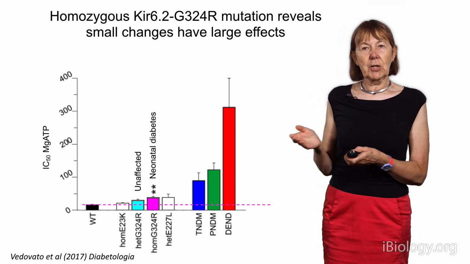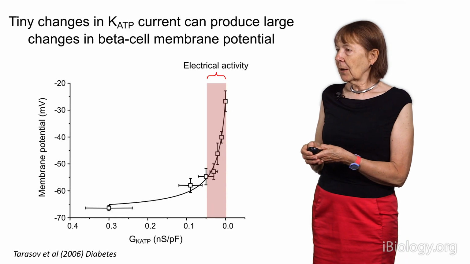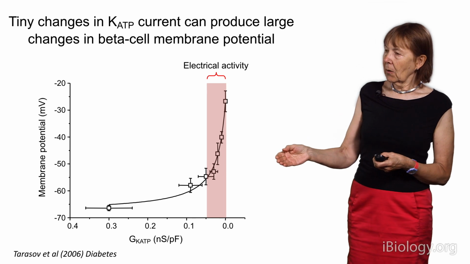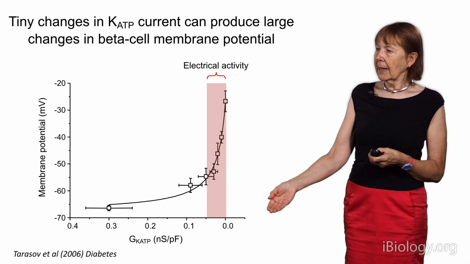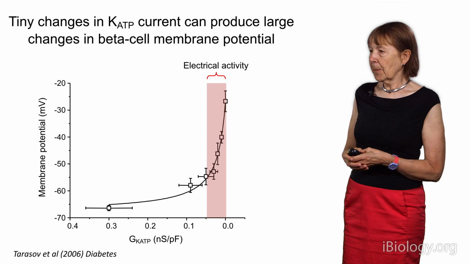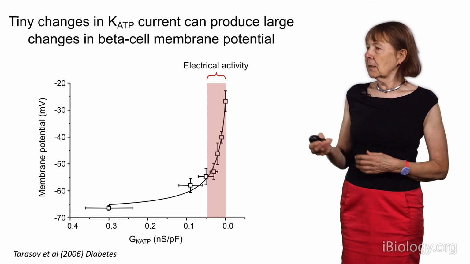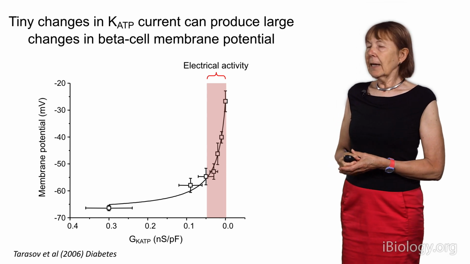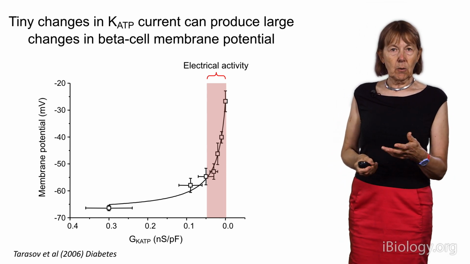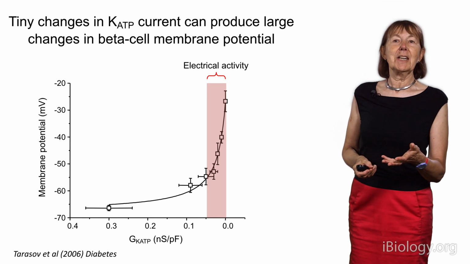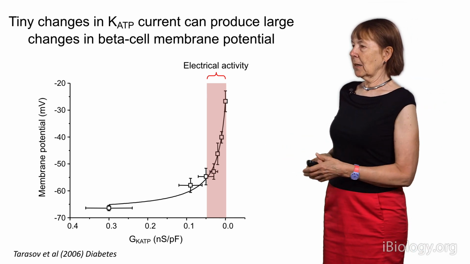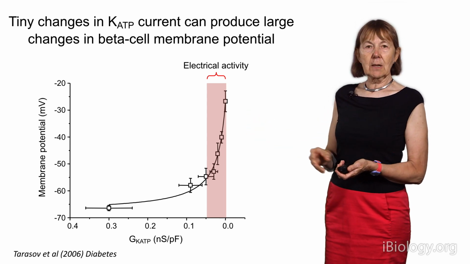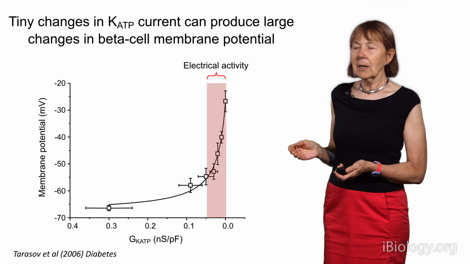So why do small changes have such large effects? Well, the reason is shown here. What I've done is to plot the KATP conductance against the membrane potential of a pancreatic beta cell. And what you'll notice is there's an extremely steep relationship between the two. And electrical activity, which is what is required in order to stimulate insulin secretion, is shown by this pink bar. And very tiny changes here can produce marked changes in membrane potential and electrical activity.